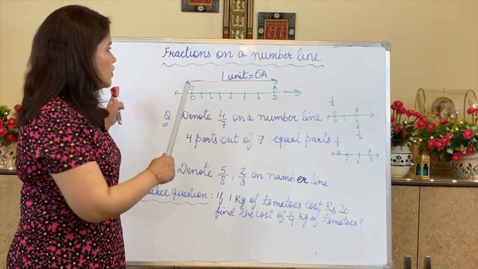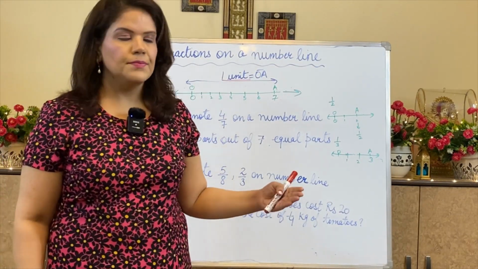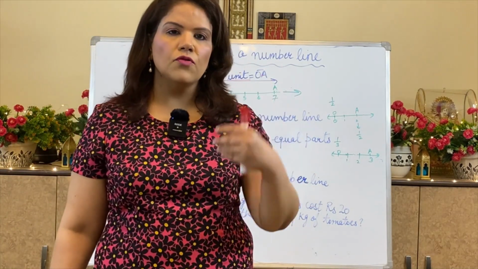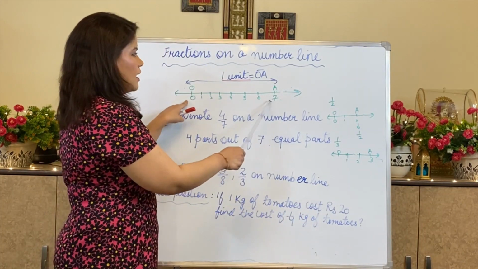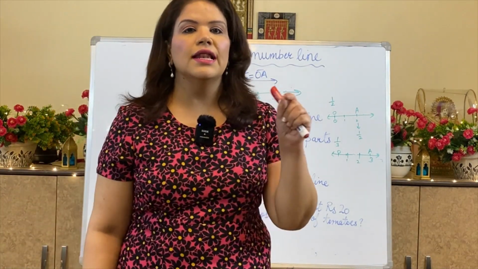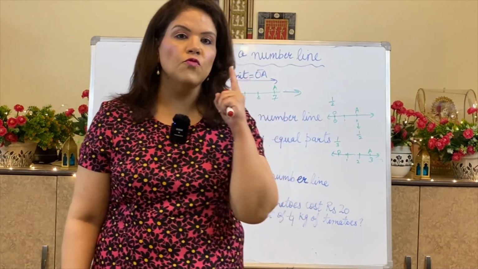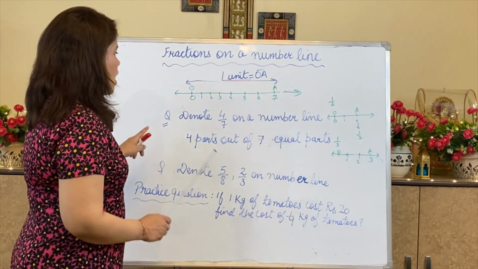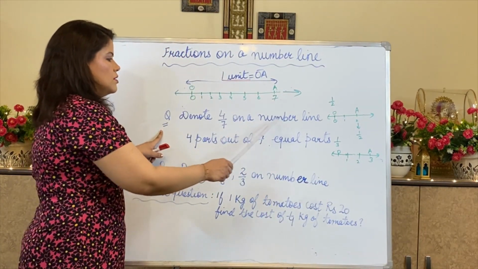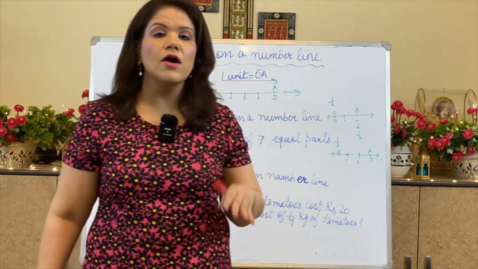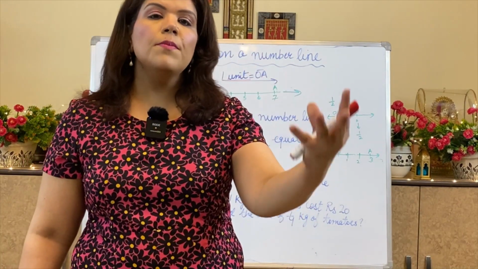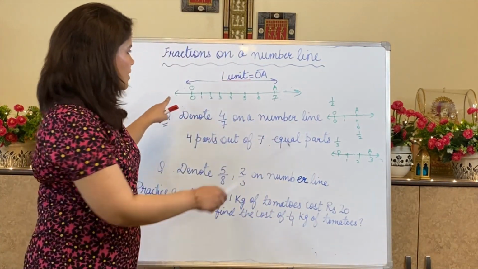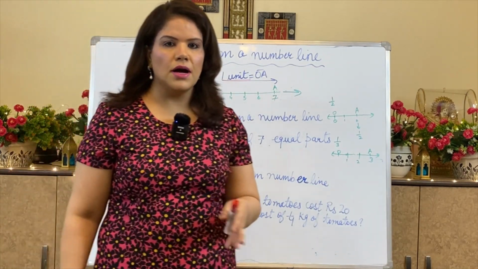Now I am taking fractions on a number line. I am taking this number line. I am taking a part of it as OA, which is of unit length. That means its length is 1 unit. You can take any unit, centimeter, meter, whatever it is. I have to denote 4 by 7 on a number line. That means I have to take 4 parts out of 7 equal parts. First I will divide this into 7 parts.